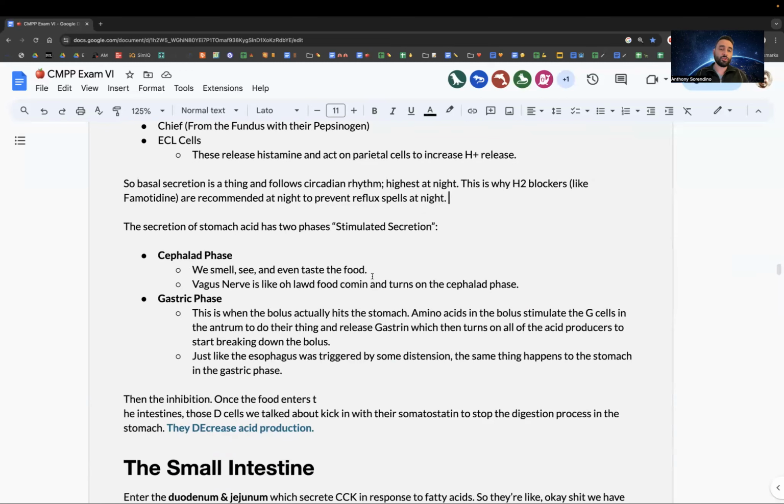Secretion of stomach acid has two phases. So cephalic, this is the kind of cool one. It's like you're a young lad and you see, smell, and even taste the food.